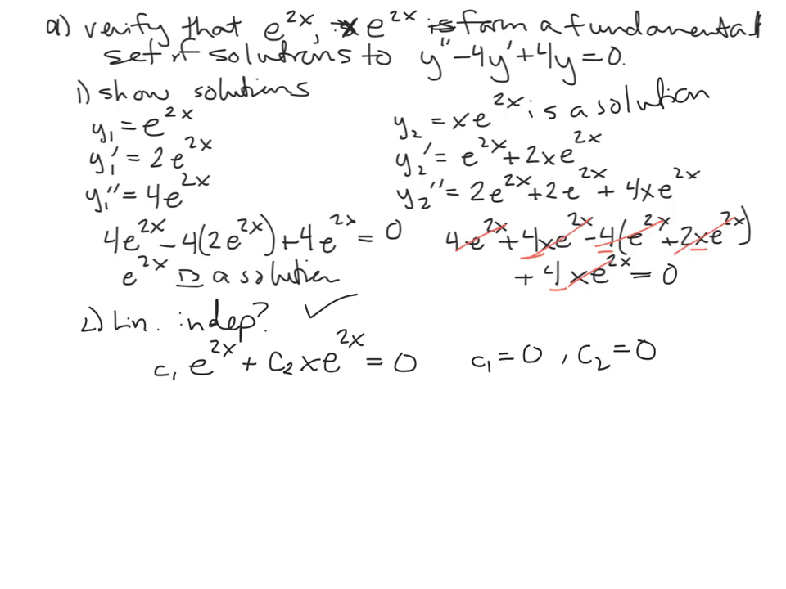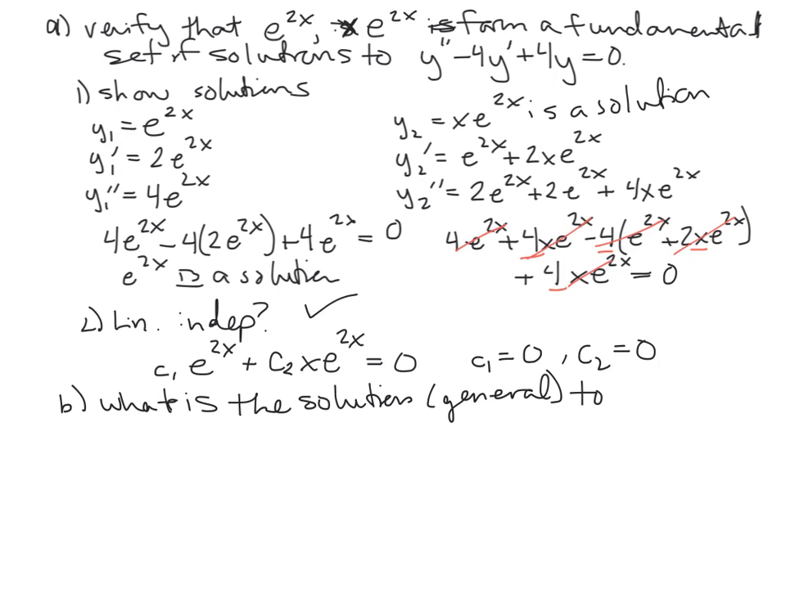So now for the second question, I'm going to ask: what is the solution, and this is a general solution, to y double prime minus 4y prime plus 4y equal to 0. So the answer would be that we would take these, did I just use x's? I did. I always confuse whether I'm using x or t for my independent variable.